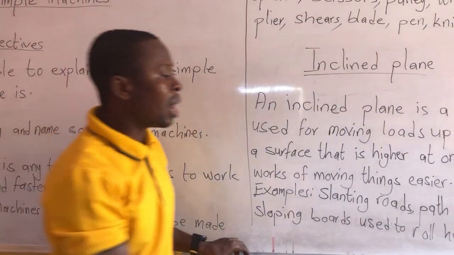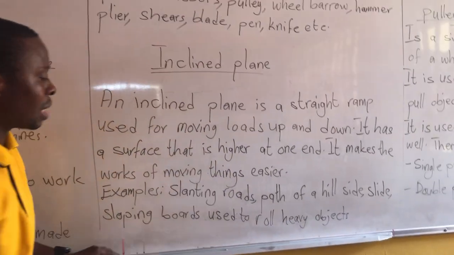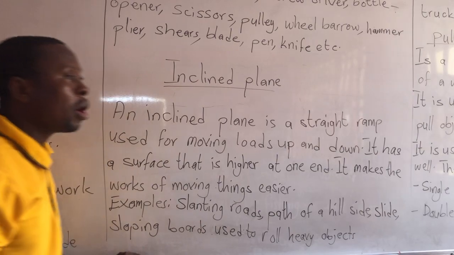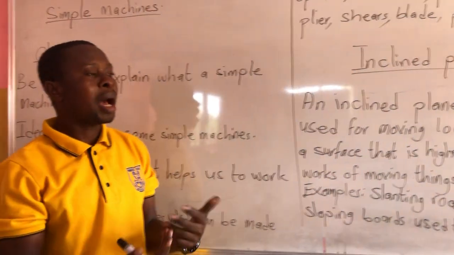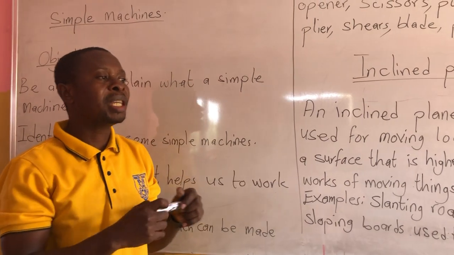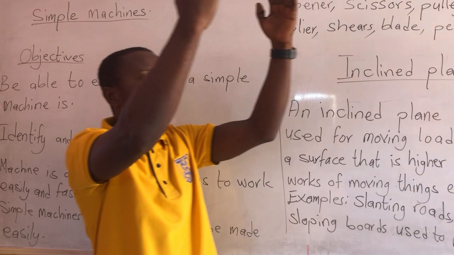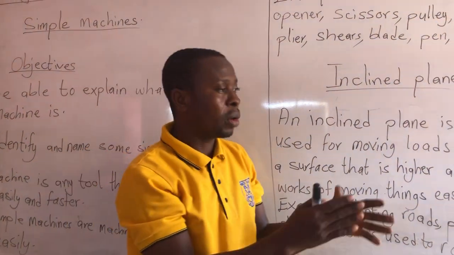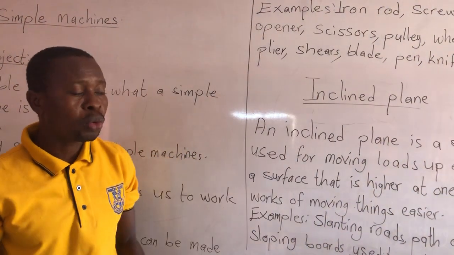Inclined plane. Then we have a path on a hillside, the same way as a slanting road. Then we have a slide. When we go to parks and children's parks, we see that we have slides, even in our schools and in our churches. When you want to jump from the top of the slide to the floor, you find it very difficult. But when you sit on the slide, you are able to slide from the top to the floor.